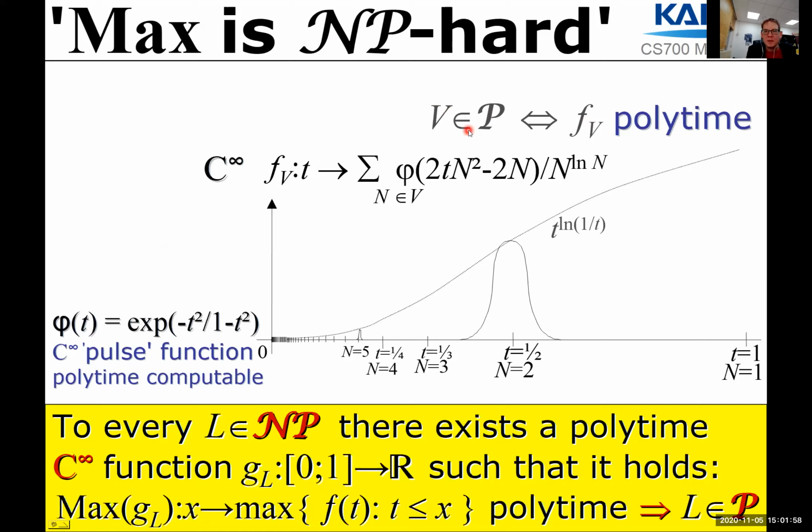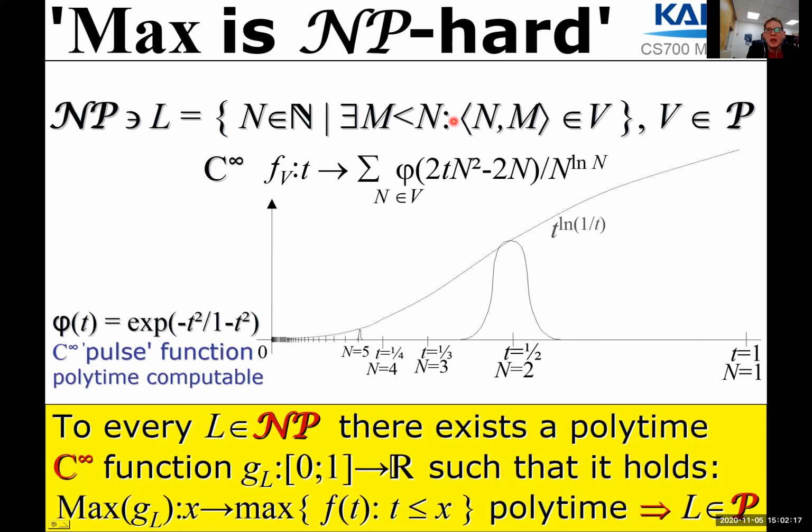Okay, that was our second phase of the construction of this function. And now we're going to move to the third phase, where we encode an NP problem. So here we have encoded a P problem, right? And now we consider an NP problem.